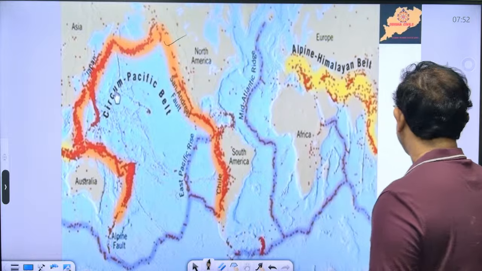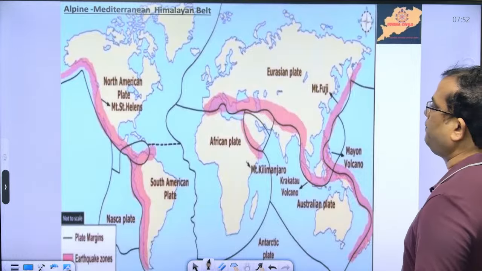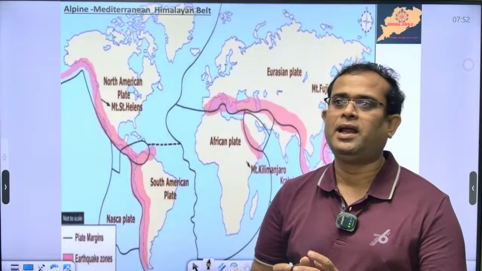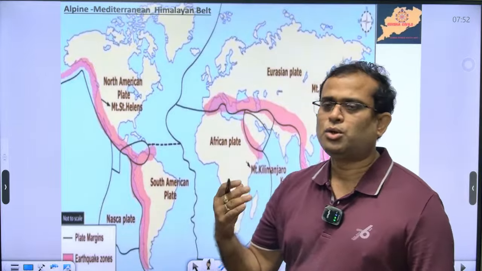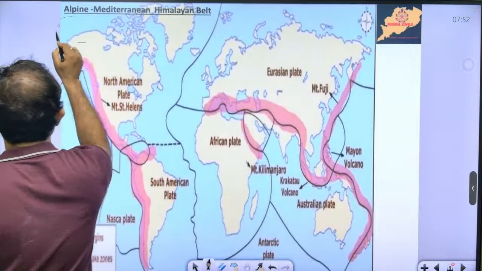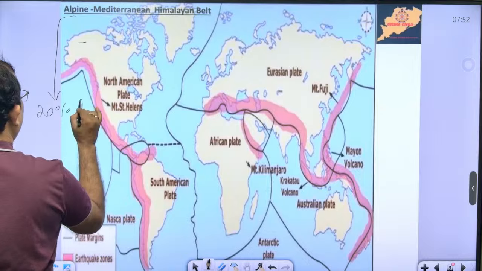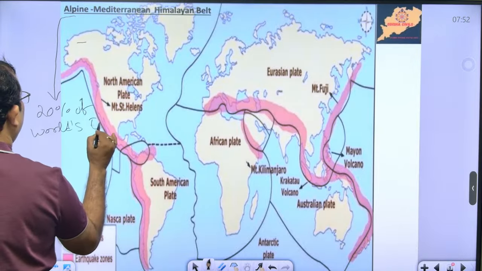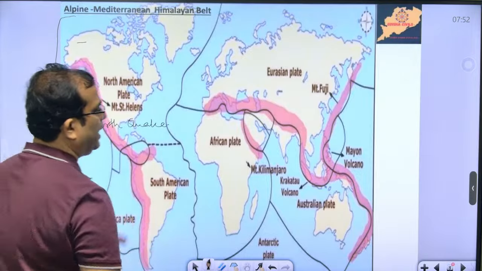Next will come the Alpine Himalayan belt. Again I am coming to the Alpine Himalayan belt. This is called the Alpine Mediterranean Himalayan belt, right? Alpine Himalayan Mediterranean belt also consists of 20% of the earthquakes, 20% of our world's earthquakes, majorly focused here.